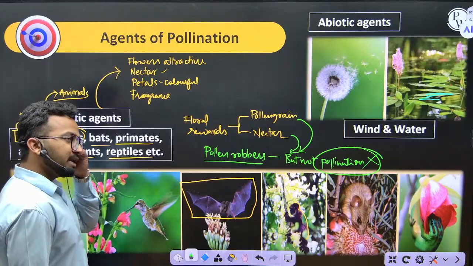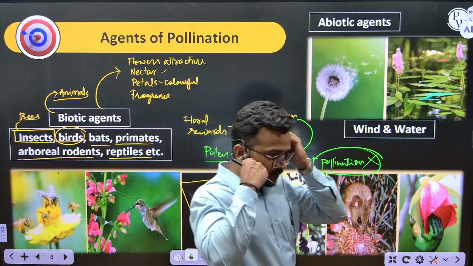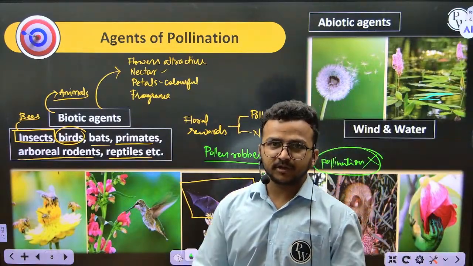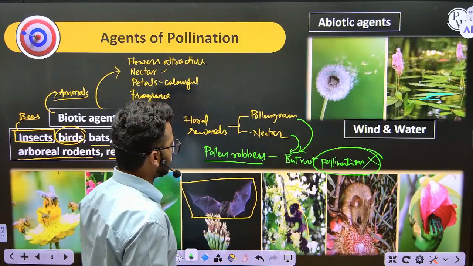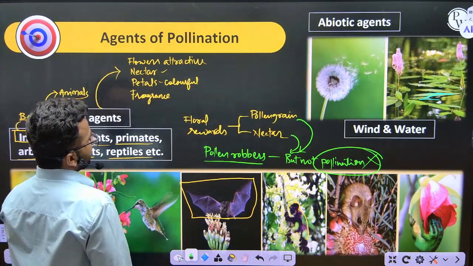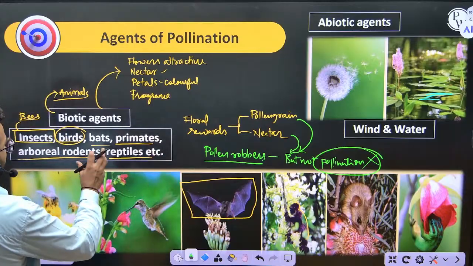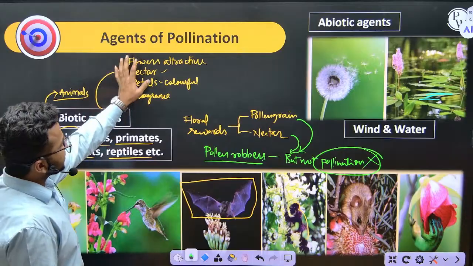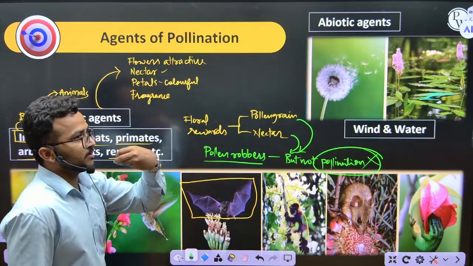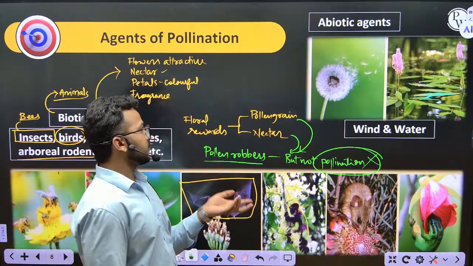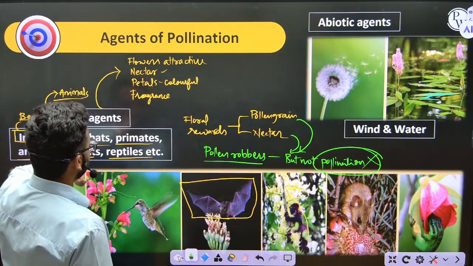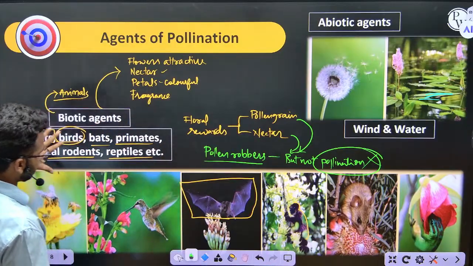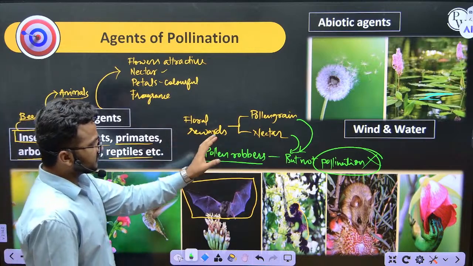There is no specific group of insects that are pollen robbers. If an animal is not making pollination happen in that plant, then we call it a pollen robber. And these are the biotic agents involved, and a biotic agent pollinated flower will have this kind of features. It has to attract these animals so that it gets pollinated.